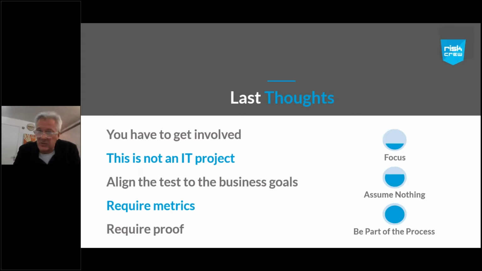This is not an IT project. It's a business project, all right? You want an output, a deliverable that clearly reflects the cyber risk to the business, right? So you've got to align all of your goals and objectives to the business risk goals and objectives, and then require it in proof. Quantify it. Make sure you've got visual proof. Make sure that you understand and quantify the risk to the greatest extent possible through this test.